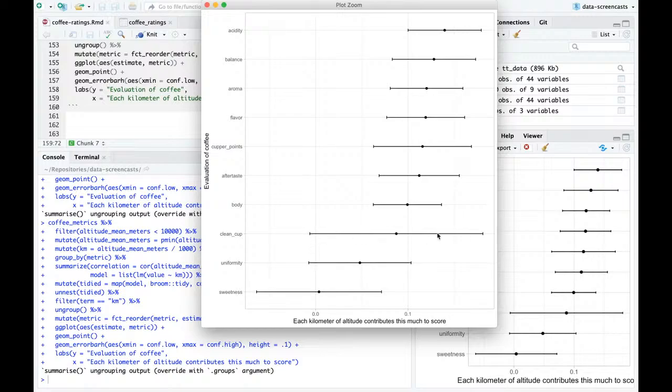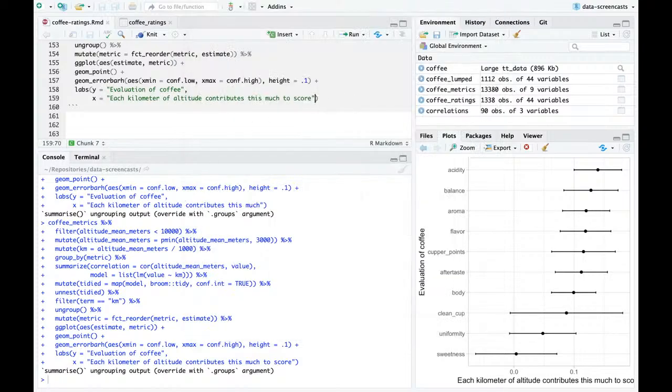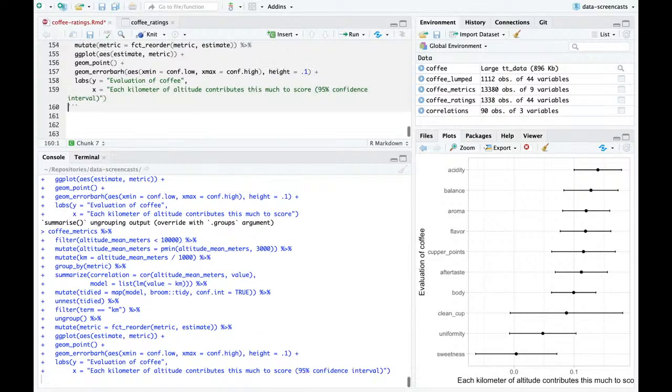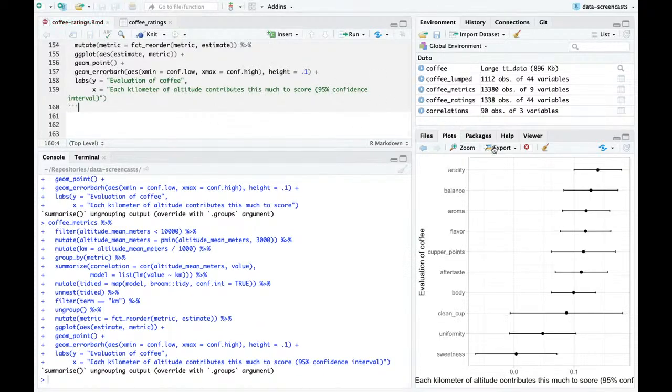But of course, with clean cup, I was going to say body overlaps, but it's pretty unambiguous that sweetness is close to uncorrelated with altitude and much lower than these others. So this was an application of multiple models. We'll say it's 95% confidence. So it's going to get us some information in terms of the effective ratio of altitude and score.